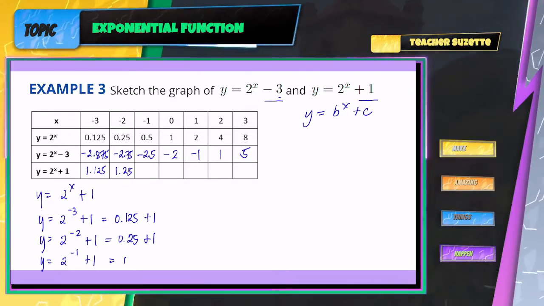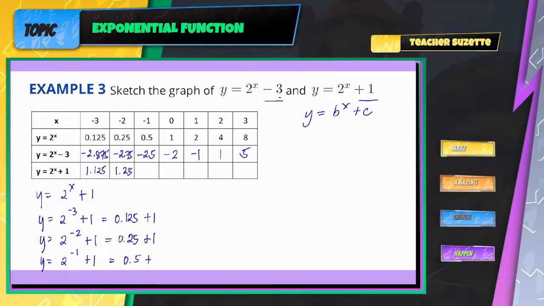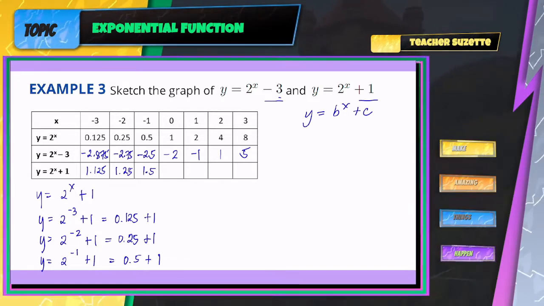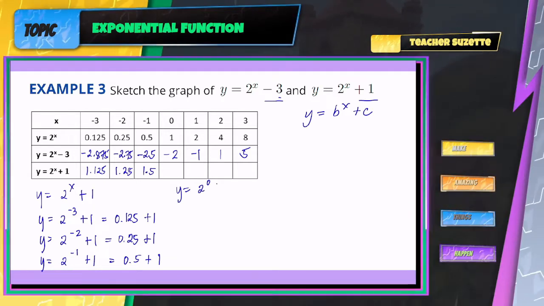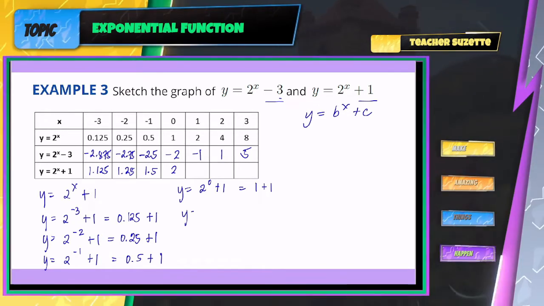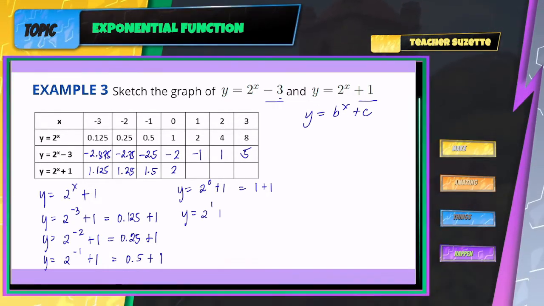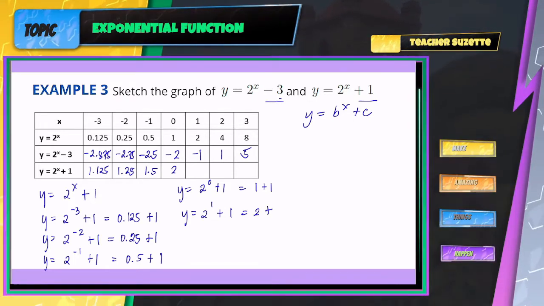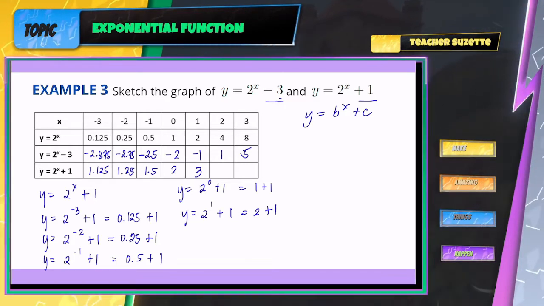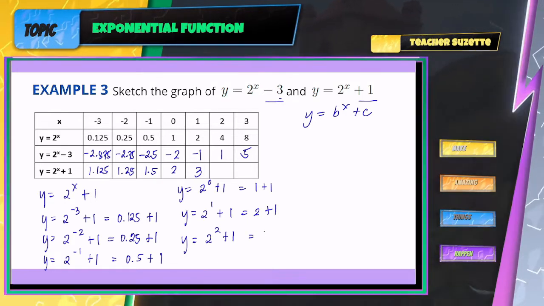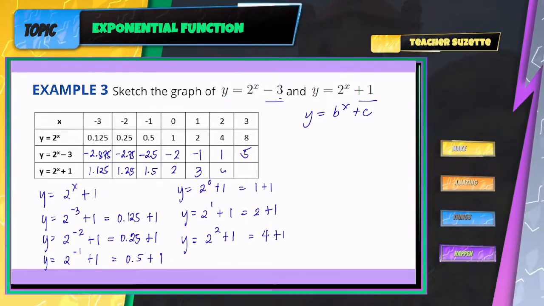Next, we have y is equal to 2 raised to negative 1 plus 1. 2 raised to negative 1 is equal to 0.5 plus 1 and 0.5 plus 1 is equal to 1.5. Next, y is equal to 2 raised to 0 plus 1 and 2 raised to 0 is 1 plus 1. So, we have positive 2. Next, let's have y is equal to 2 raised to 1 plus 1. 2 raised to 1 is 2 plus 1 and 2 plus 1 is equal to 3. Next, y is equal to 2 raised to 2 plus 1. 2 raised to 2 is equal to 4 plus 1 equal to 5.